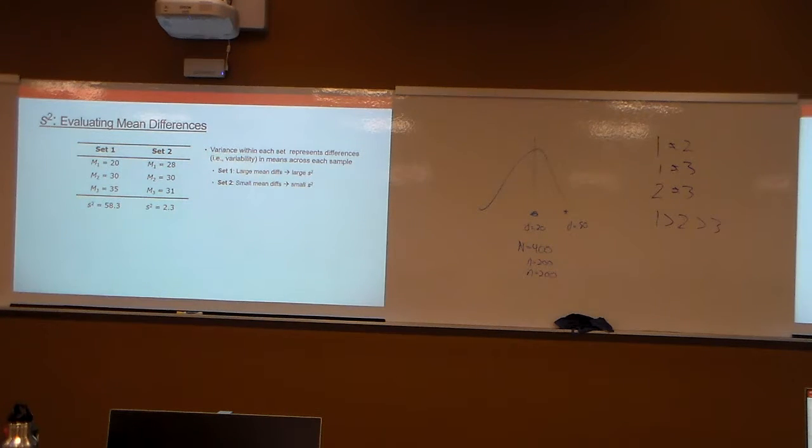But if I can go through and look at the variability here relative to the variability here, assuming that we're measuring the same thing on the same scale, right? So which one of these is going to suggest to me greater differences across my set of means? Set one. Set one, right?